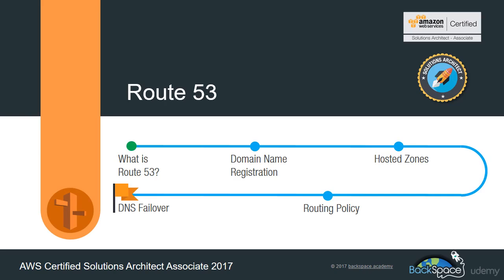We'll go through what is Route 53, the domain name registration service that is within Route 53, Route 53 hosted zones, what are they, how do we use them, and how do we add record sets to them? The routing policies that are available for us to route traffic through our domain. And DNS failover, what happens when something goes wrong? How can we use Route 53 to redirect our traffic to a standby location?